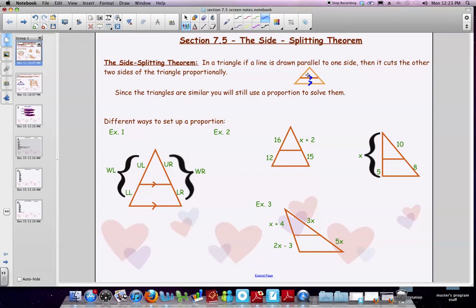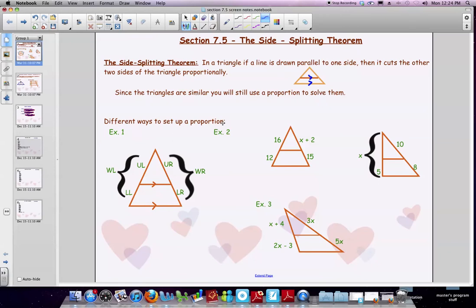What that means is that the ratio of the top over the bottom has to be the same on both sides. The requirement is these lines have to be parallel. If they are not parallel, the ratio is not going to be the same. The triangles themselves are similar. The smaller triangle is similar to the bigger triangle.